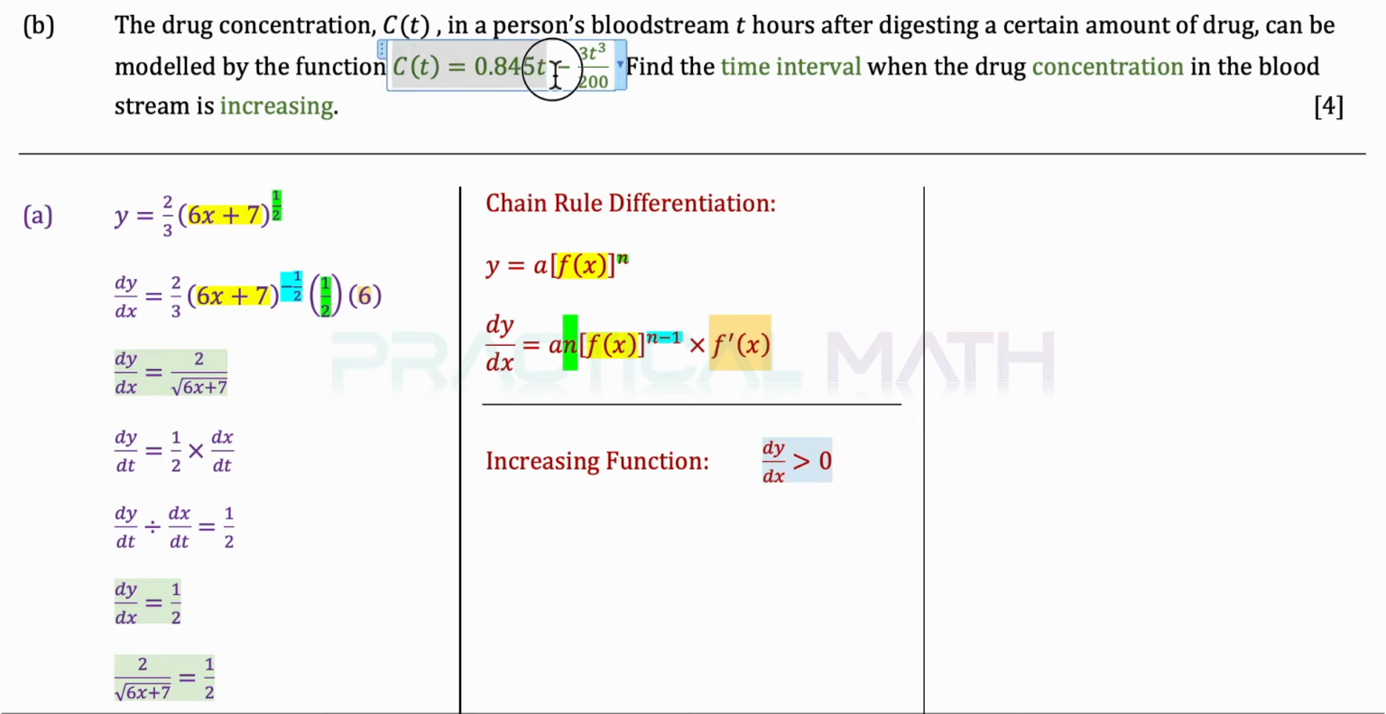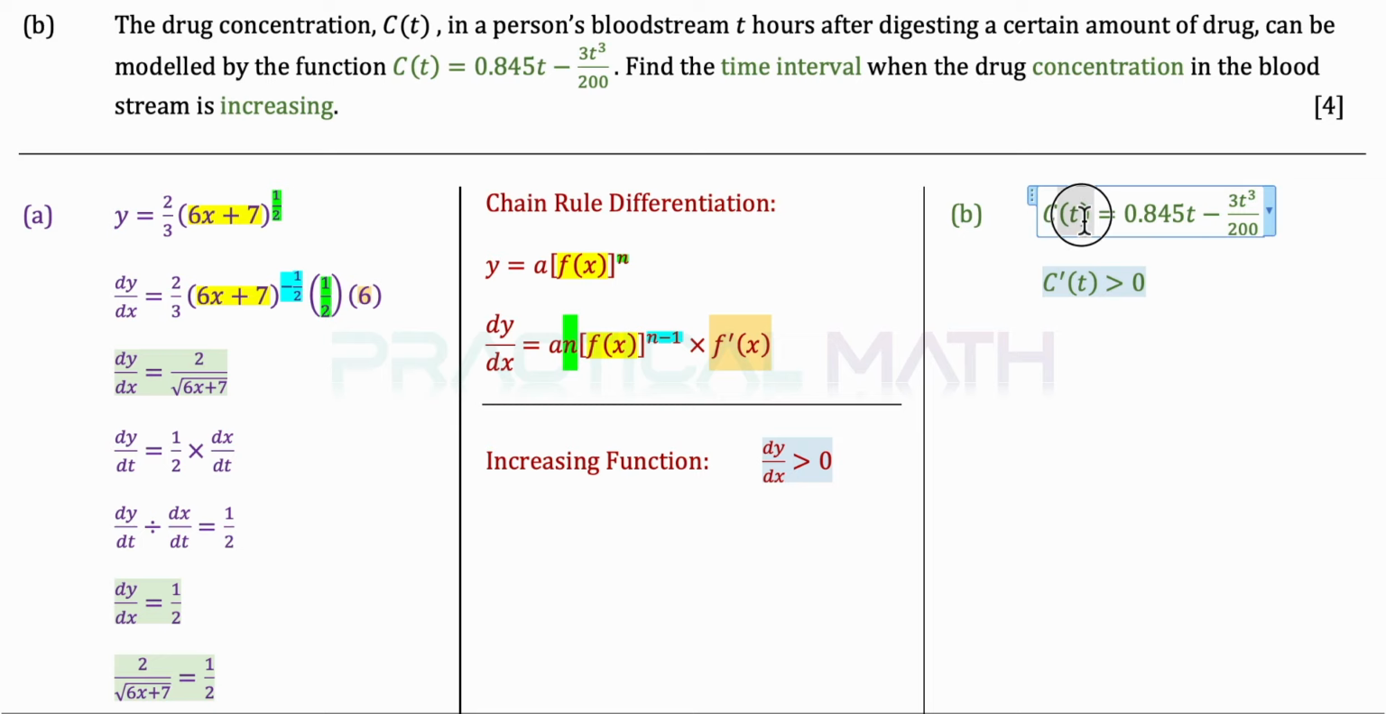Now let's continue with this question. Over here we have a C of t written down in part B. So this is my C of t from the question. In the next step, we know that the first order differentiation can now be known as C prime of t, because they ask for increasing function. So in fact we set the first order derivative of C of t, which is C prime of t, to be greater than 0.